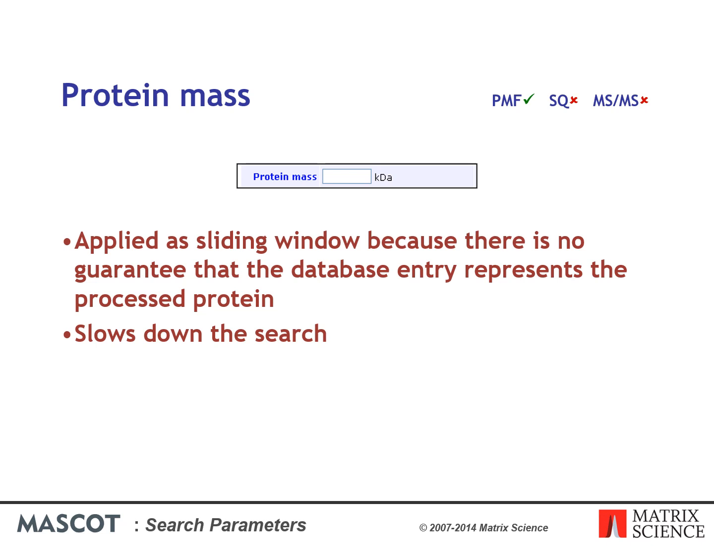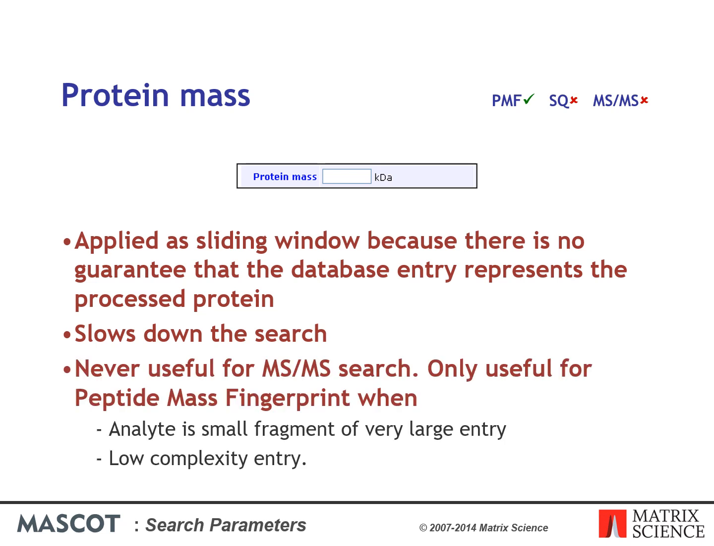Specifying a protein mass will slow down the search a little. It's hard to find examples where this parameter is useful. We include it mainly because many people requested it. It could give a better score if the analyte was a small fragment of a very large entry or a low complexity protein. But you can't know this in advance, so our general recommendation is to leave the protein mass open.